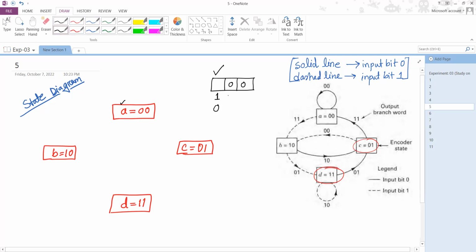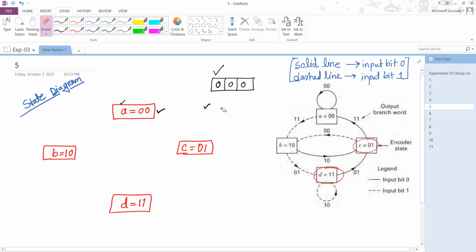Like we have the present state 0 0. That means we are talking about this state. And for getting the next state or the future state, you can have either 0 here or 1 here. So now if I consider the first case, where I take the value 0 here, then what happens? Our present state is 0 0.